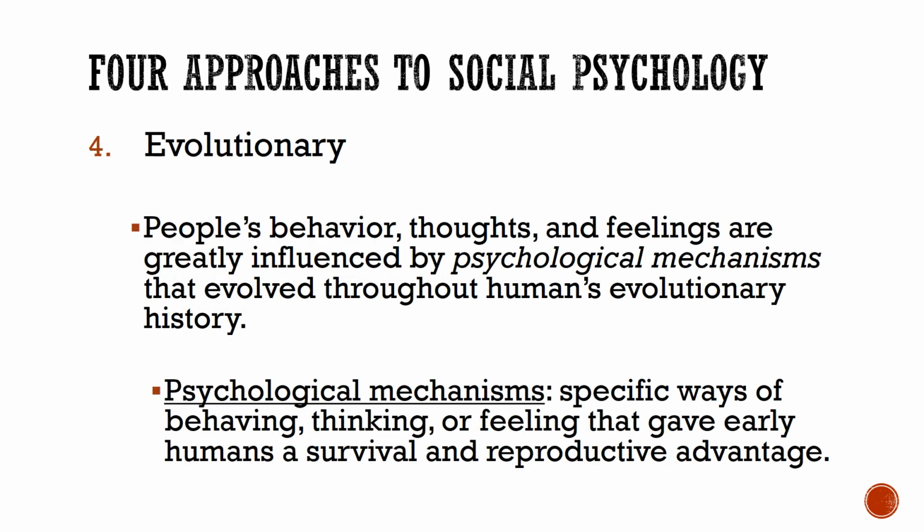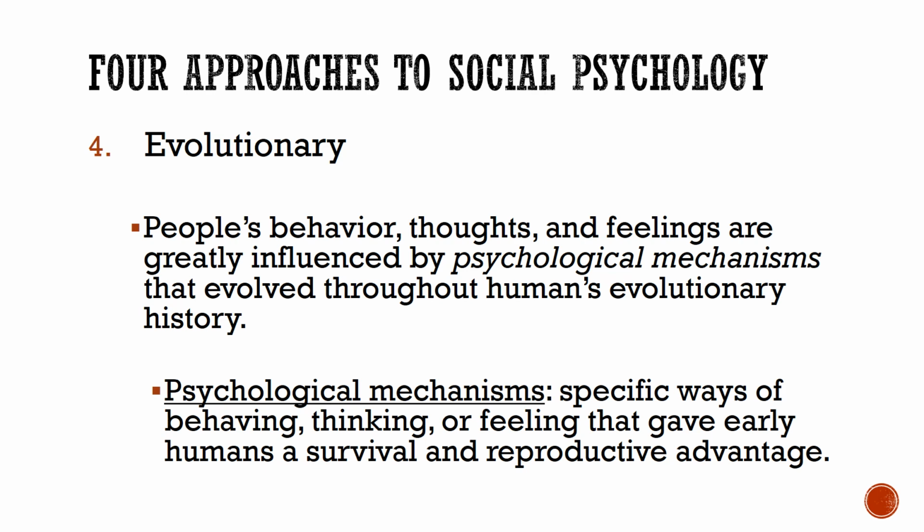The fourth and final approach to social psychology is the evolutionary approach. This approach argues that people's behavior, thoughts, and feelings are greatly influenced by psychological mechanisms that evolved throughout humans' evolutionary history. Psychological mechanisms are specific ways of behaving, thinking, and feeling that gave early humans a survival and reproductive advantage.